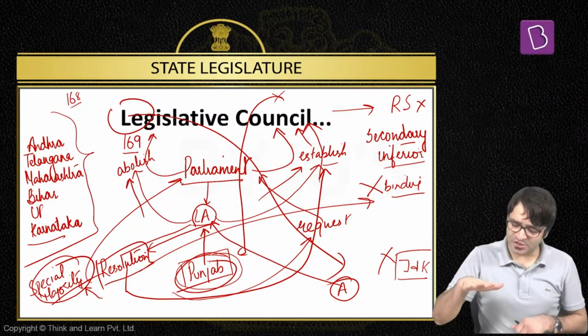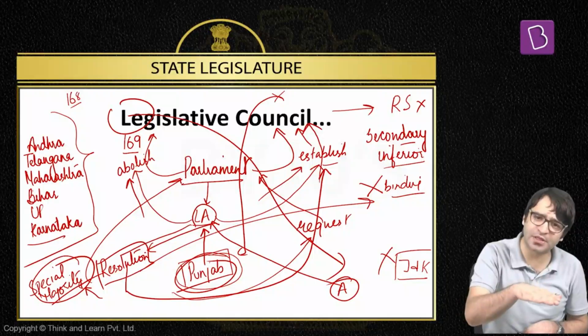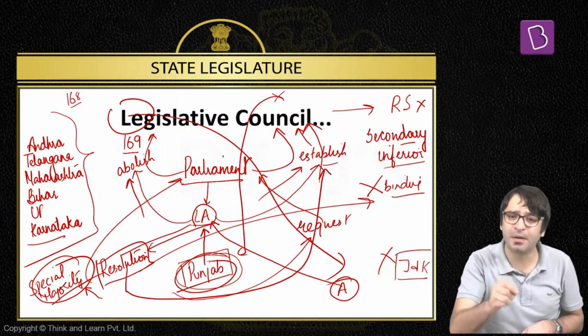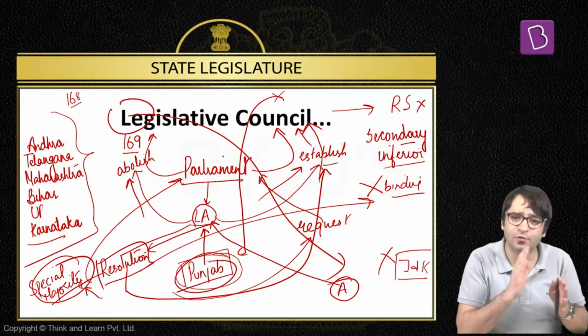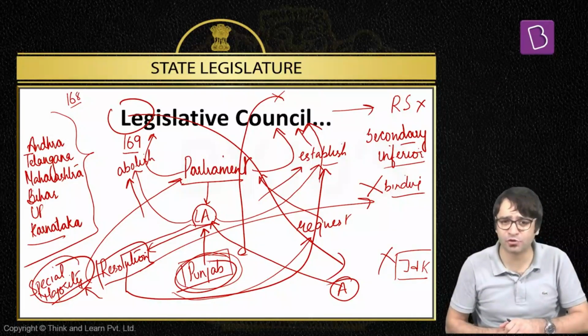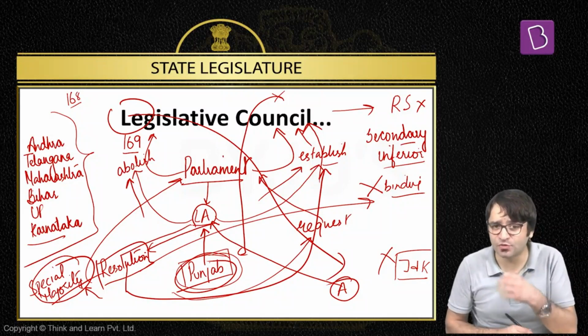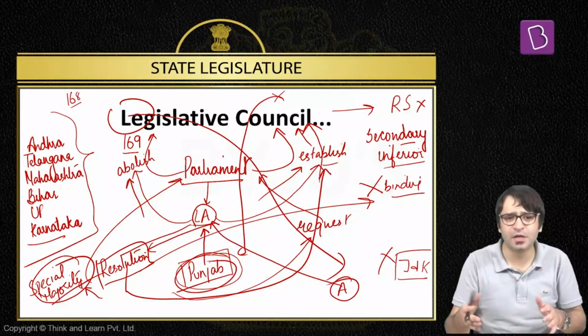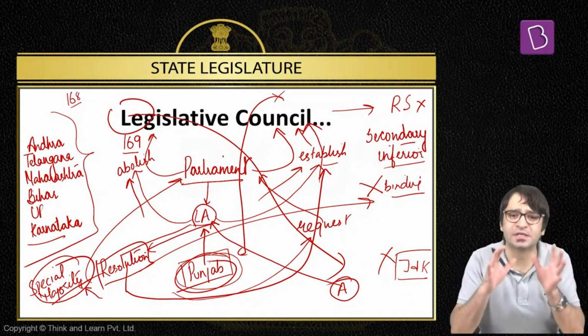not accept this resolution. The Punjab Legislative Assembly passing a resolution by special majority requesting the Parliament, please establish a legislative council, this resolution is not binding on the Parliament. Parliament may or may not establish a legislative council for Punjab. The Andhra Pradesh Legislative Assembly passing a resolution by special majority requesting the Parliament, please abolish the legislative council for Andhra Pradesh, this resolution is not binding on the Parliament. Parliament may or may not abolish the legislative council for Andhra Pradesh. But this is the process that needs to be followed.